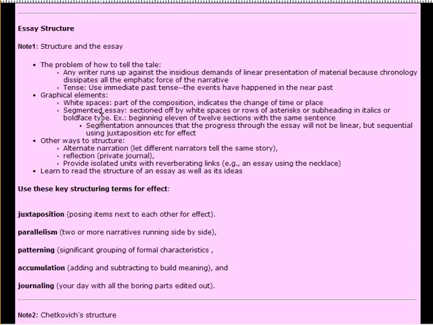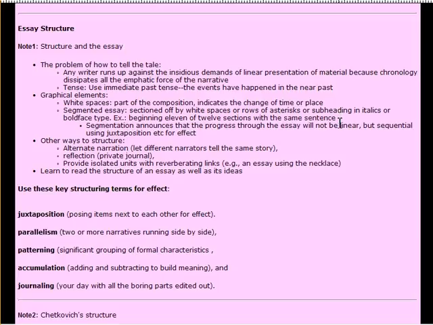Graphical elements. Use white space. As part of the composition, it indicates change of time and place, or change in scene. Tchaikovich is a master at this. She uses white space throughout her essay. There's 12 sections, and she uses white space as a structuring device to provide transitions between the different times and places and so forth. And it gives the reader an idea of what's important and what's not important.